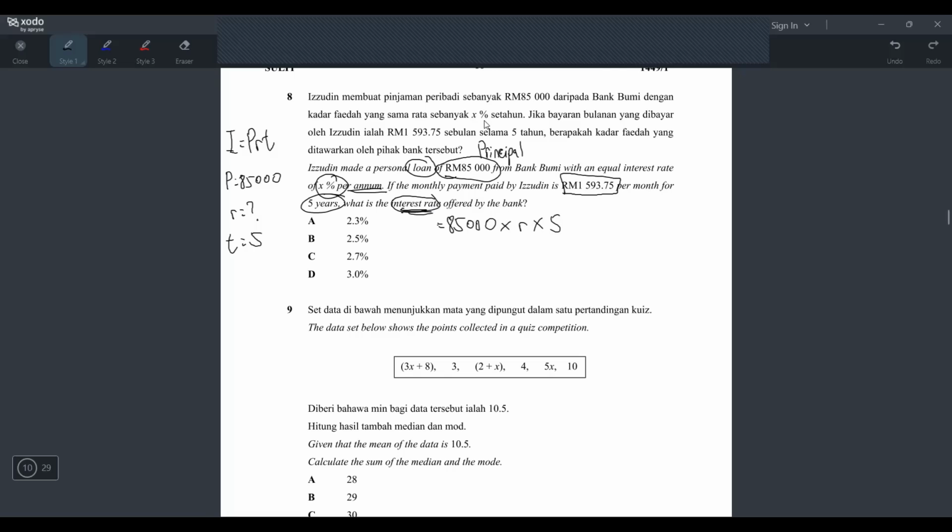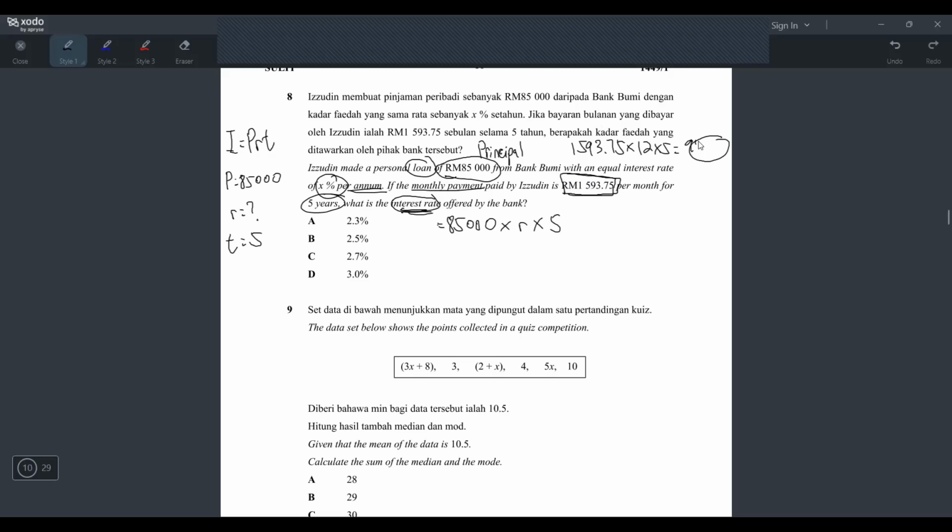So how? Okay, what is the 1593.75? This is the monthly payment paid by Izzuddin for 5 years. So you can actually calculate the total payment, because the payment that you have to pay back is this. So you take 1593.75 times 12. After you times 12, you times 5. And then you calculate and see what you get. All right, let me press first. 1593.75 times 12 times 5. You will get 95625.